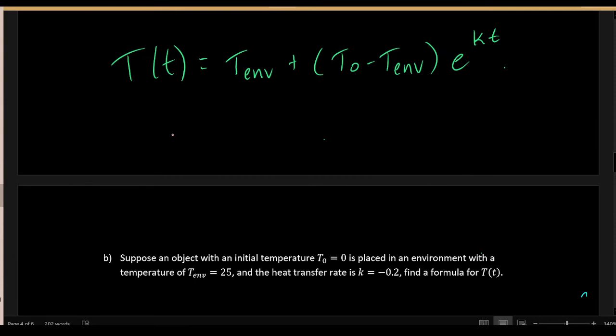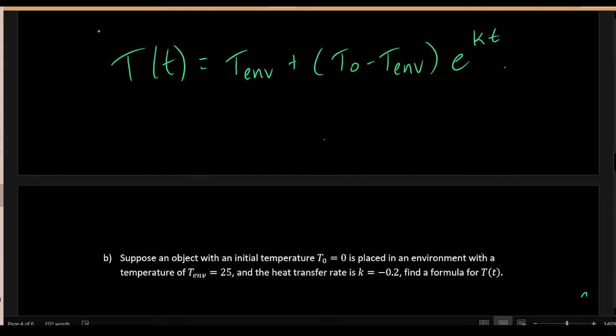Now that was a lot of labor up front, but now let's see if we can exploit some of that to answer a specific question. For example, what if the initial temperature was 0, the temperature of the environment was 25, and the heat transfer rate was given by k equals negative 0.2? What formula could we use to give the temperature of the object in this case?